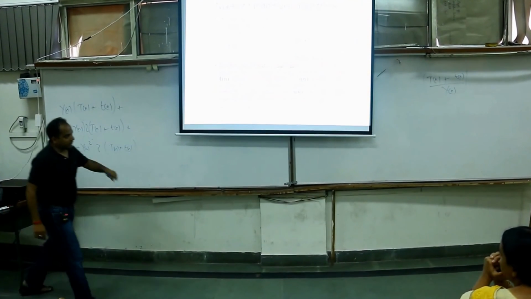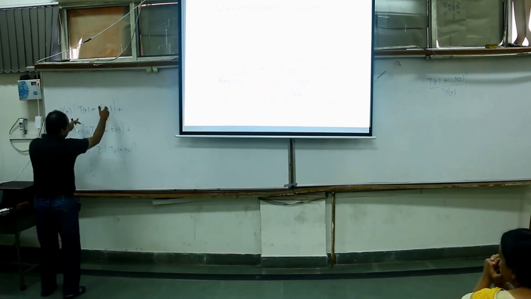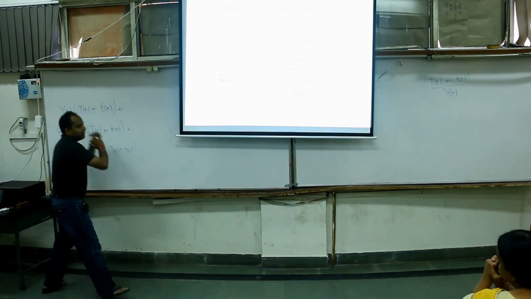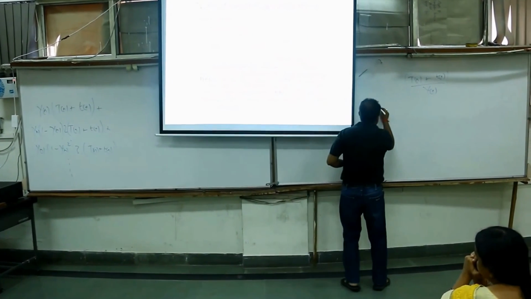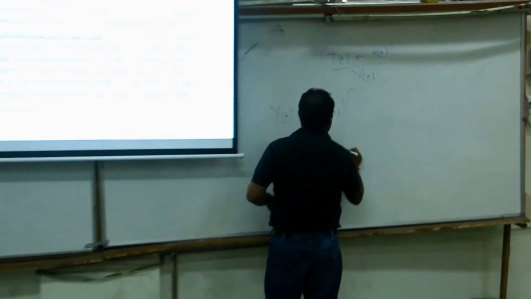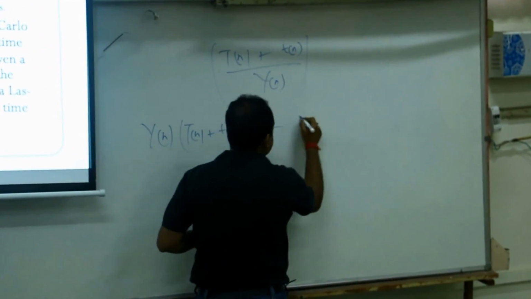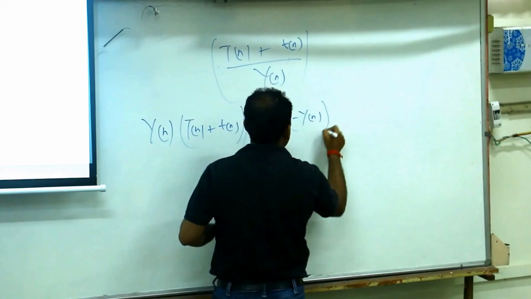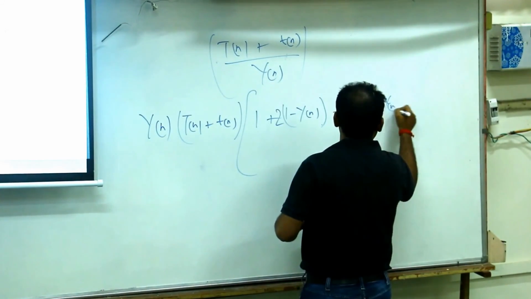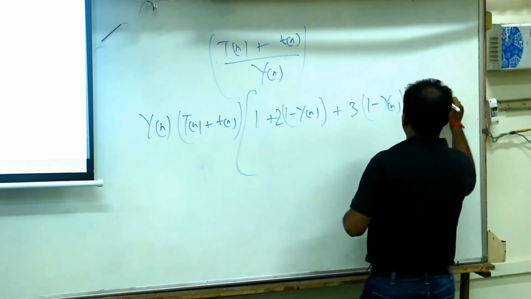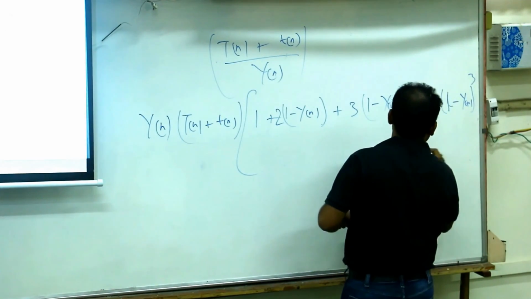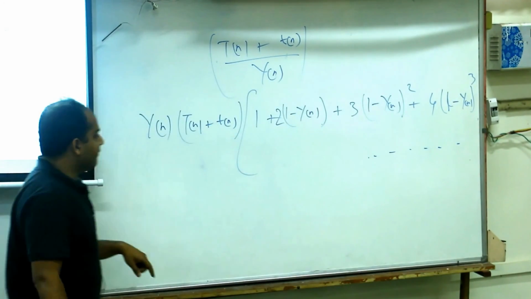Okay, so let's do it. In each of these terms we have Tn plus Tn, so let's take it outside. And gamma n is also there, so let's take it outside. So you have gamma n, and you have Tn plus Tn, and now you have 1 plus 2 into 1 minus gamma n plus 3 into 1 minus gamma n squared plus 4 and so on. So what is this? Arithmetic or geometric?